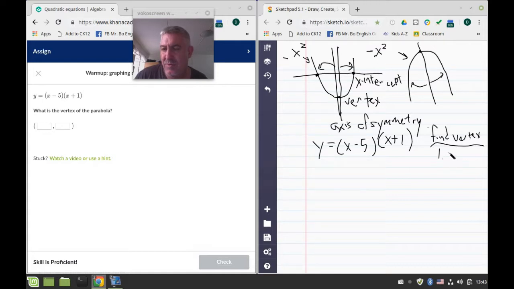Step number 1 is find the axis of symmetry, and step number 2 is use that x value to find y, and then we'll have our x, y coordinate of the vertex. So first, if we want to find the axis of symmetry, we need to find the x-intercepts. The x-intercept is where y equals 0.